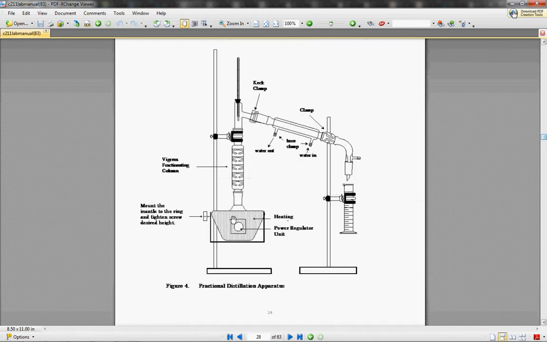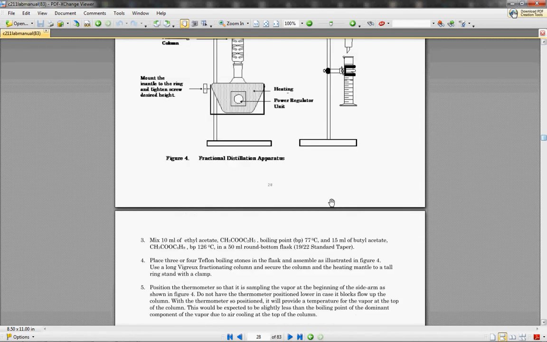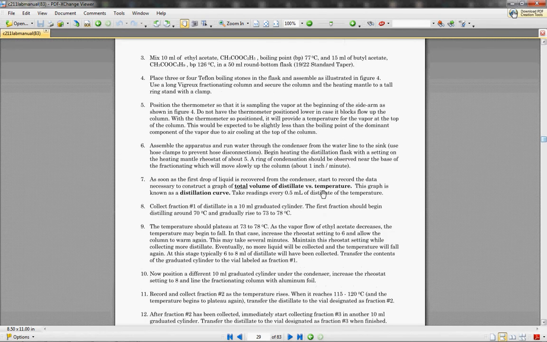So this is kind of the setup that you're going to have. You're going to have your butyl acetate and ethyl acetate in here. You're going to attach that to a fractioning column, which will have the vapors going up and the liquids coming down. And then once you get all the way up to here, your vapors will cool off and they'll come down through here. This is going to be cooled with water, so we're going to have water flowing through this to cool it off, and then that'll just help your gases liquefy again, and then when they liquefy, they'll just drop into your tube right over here.